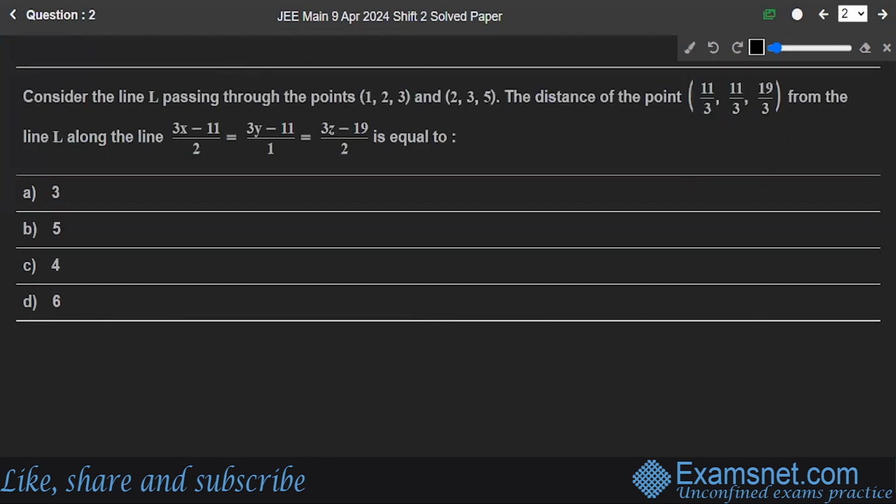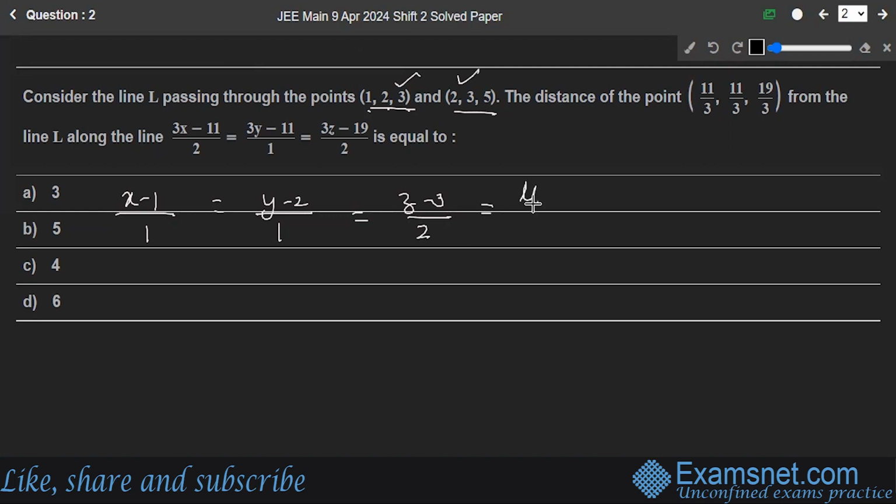Let's move to the next question. Question number 2. Consider the line L passing through these two points. The distance of this point from the line L along this line is equal to. First, you have the line passing through these two points. Taking the point X, this 1, 2, 3, this will be X minus 1, Y minus 2, Z minus 3 divided by the direction ratios. Because it is passing through these two points, they will be 2 minus 1, that is 1, 3 minus 2, that is 1, and 5 minus 3, that is 2.